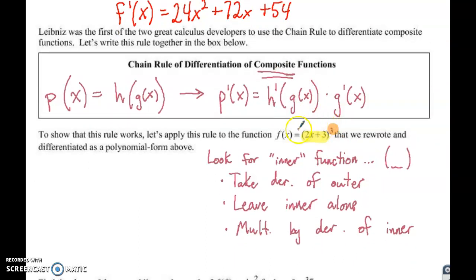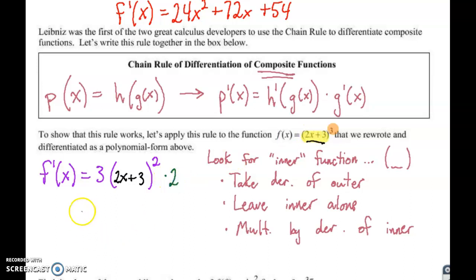So as I look at this problem, the outer function is being cubed. So what I would do is I would think, oh, well, the derivative of something cubed is 3 times that something squared. And that's where you leave the inner alone. 2x plus 3. You leave it alone inside. But then you need to multiply by the derivative of the inner. Well, the derivative of the inside is 2. And most people just leave this problem because multiplication is associative and commutative, as this. 3 times 2 is 6, and then leave this alone.